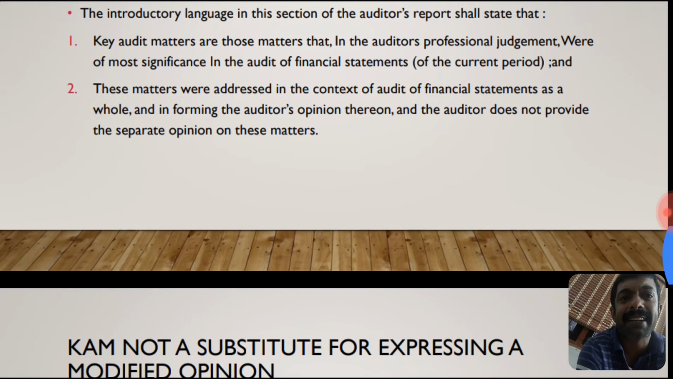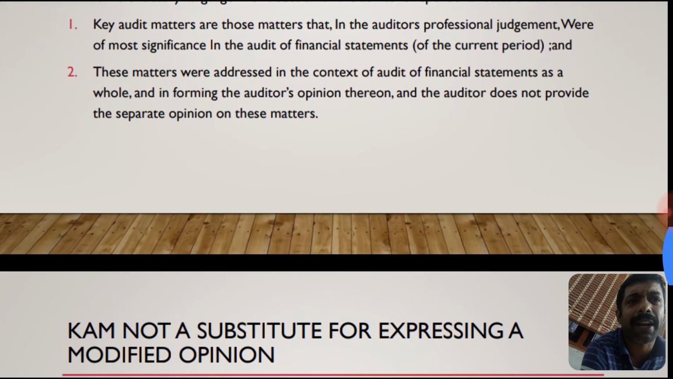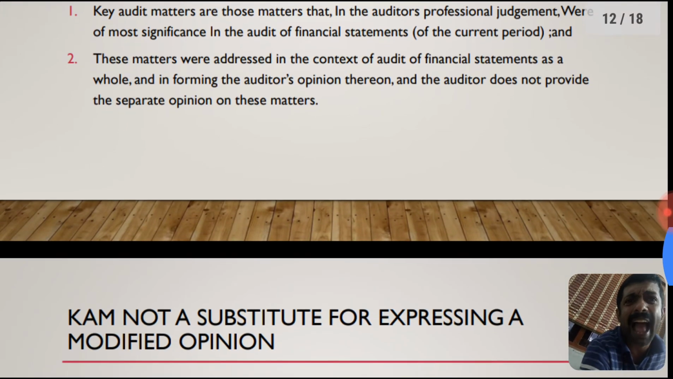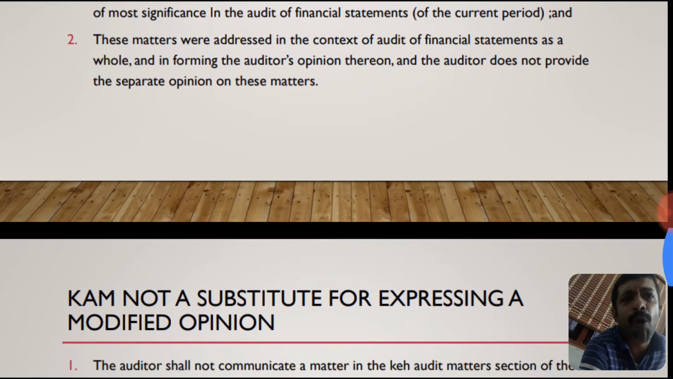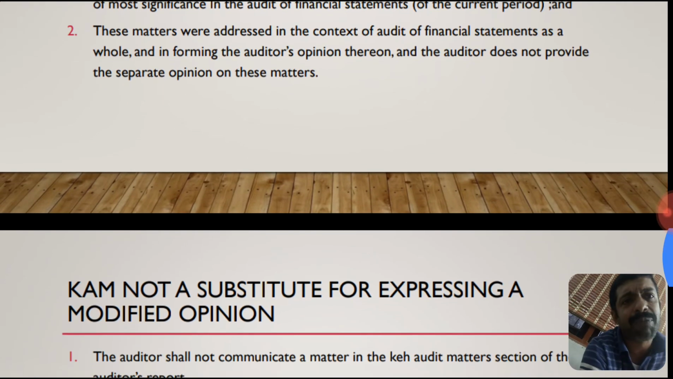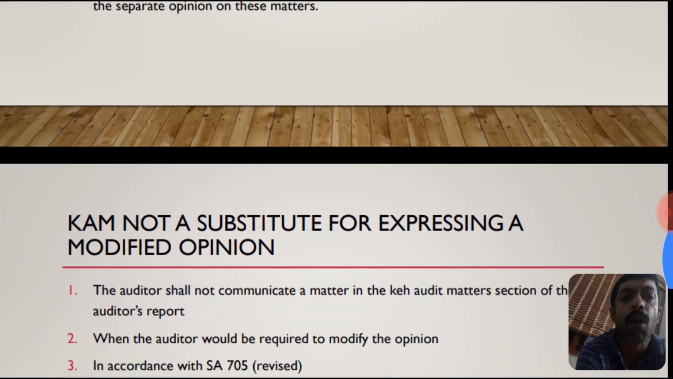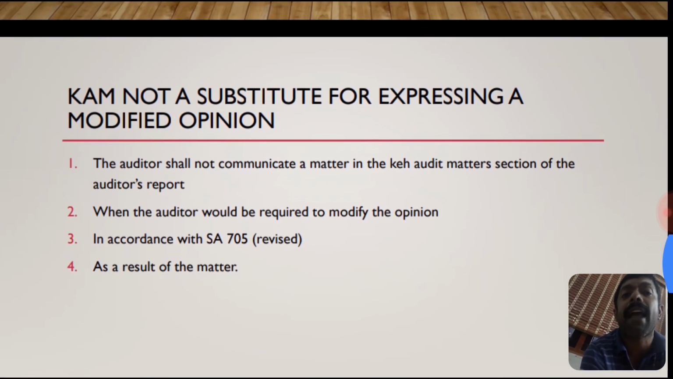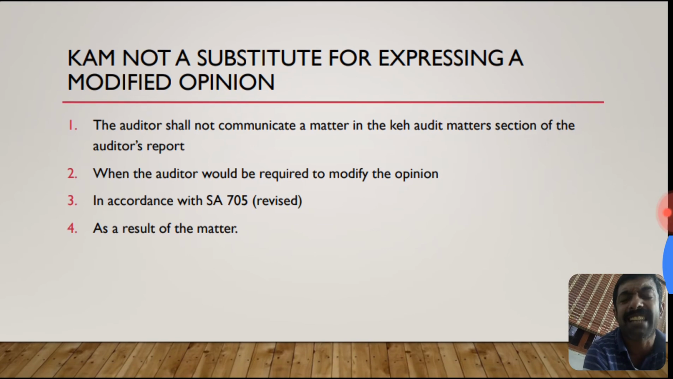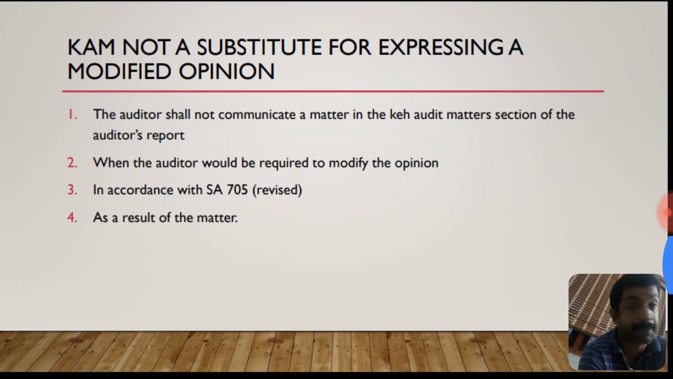These matters were addressed in the context of the audit of the financial statements as a whole and in forming an opinion on the financial statements. Auditor does not provide a separate opinion on the key audit matters. Why? Because it is already an integral part of the financial statements. Auditor expresses an opinion on the financial statements as a whole, not separately.